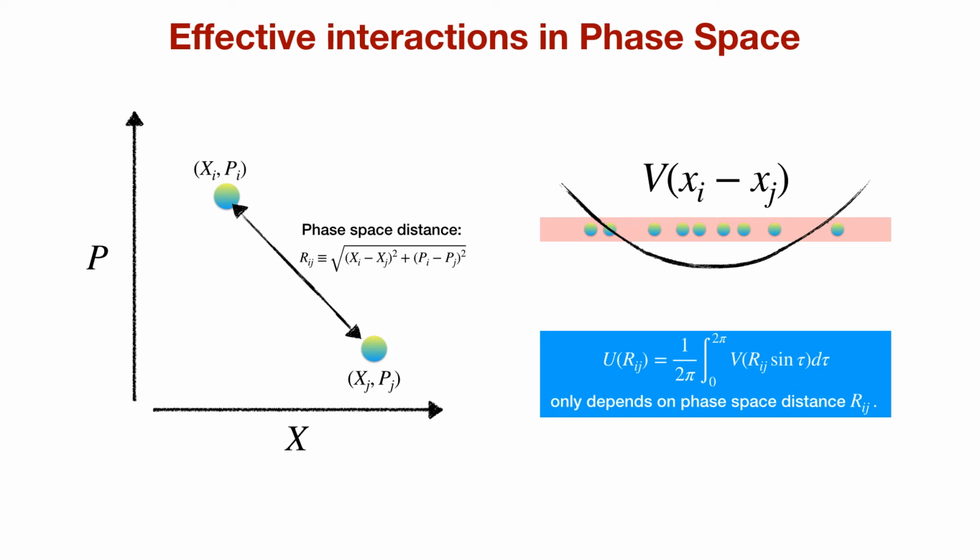In order to further investigate the many-body dynamics, it is important to figure out the effective interaction in phase space for a given type of interaction between atoms in real space. We found that the effective interaction between two atoms i and j under the rotating wave approximation is just the average real space interaction during one time period. It is important to notice that the effective phase space interaction is only a function of their phase space distance R_ij, which does not violate the phase space lattice symmetry.